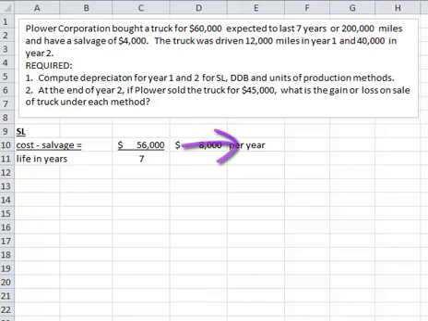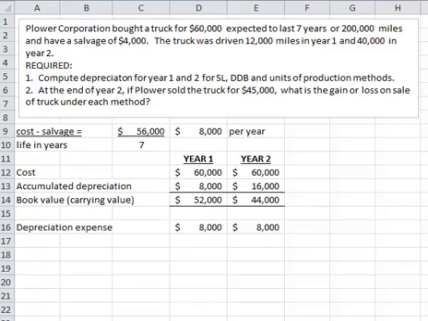Just to get a visual, how would that look on the balance sheet? So here we would have the cost recorded. We would have accumulated depreciation in year 1 being $8,000, and then in year 2 another $8,000 is being added, and here's the book value at the end of the 2 years.